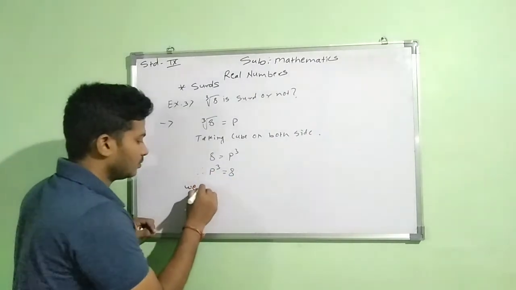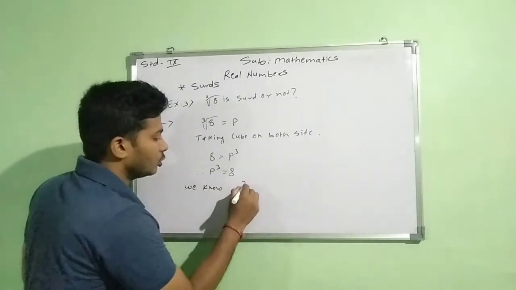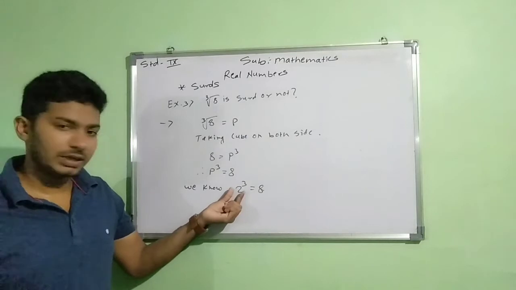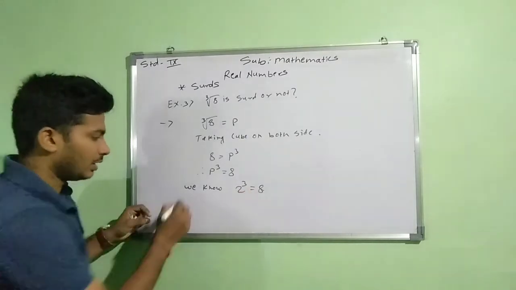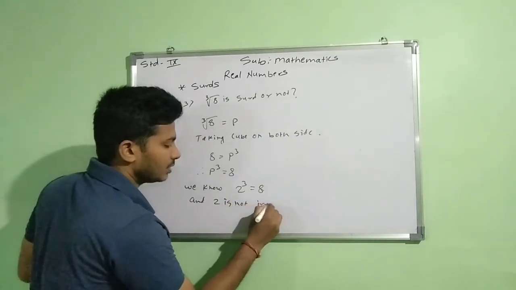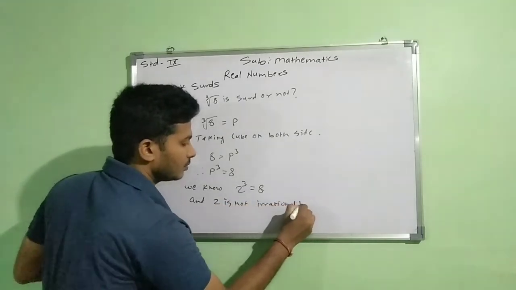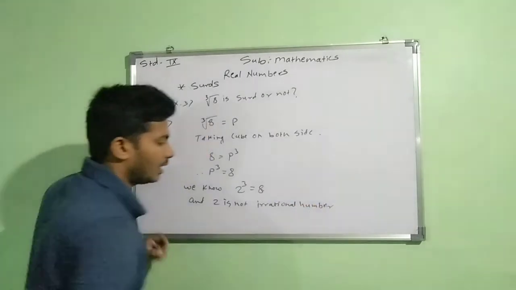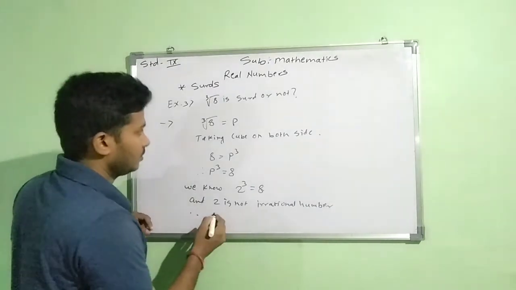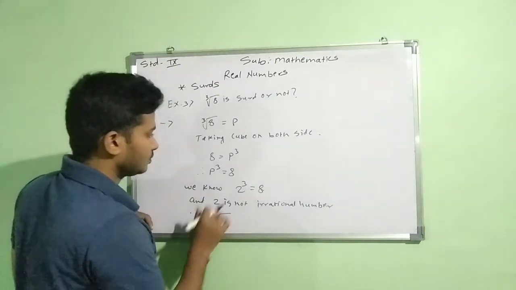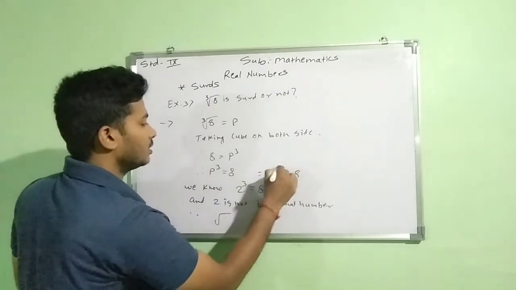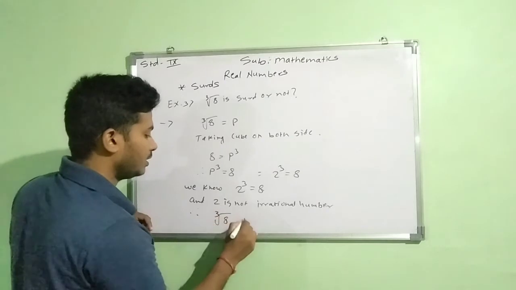Now we know 2 cube is equal to 8. If you take the cube of 2, it will be 8. And 2 is not an irrational number. Therefore the cube root of 8 is 2, and so the cube root of 8 is not a surd.